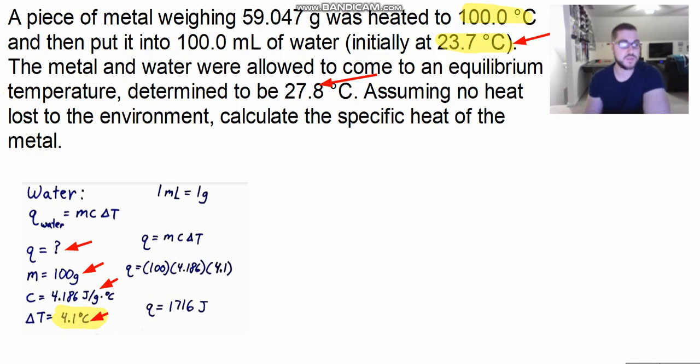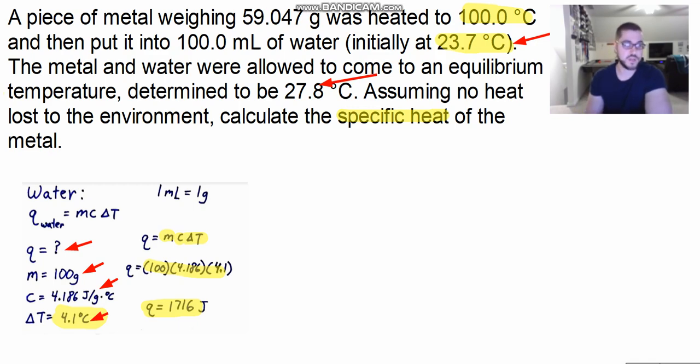Now, what I did next was I plugged everything into the formula. I'm plugging in M, C, and delta T, and taking the product of these three numbers, 100 times 4.186 times 4.1, and I get my Q value to be 1,716 joules. Now, this is the heat that the water absorbs. We are not done with this problem. Remember, the whole goal of this problem was not to figure out how much heat the water absorbed, but to determine the specific heat of the metal. So this is kind of like the halfway point.